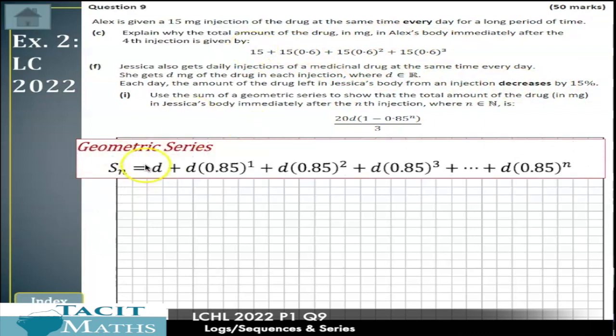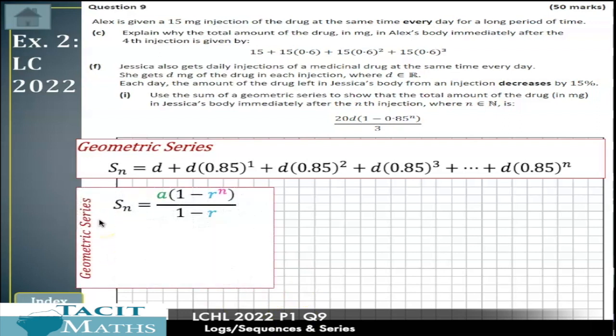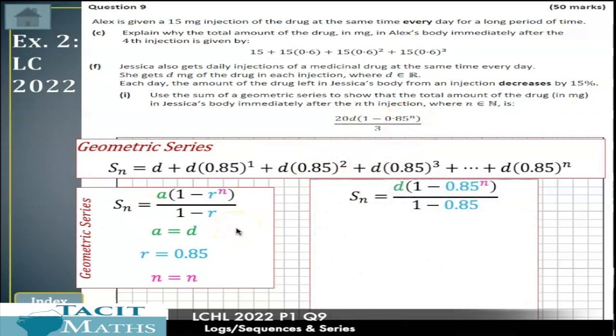And once you have this, I'd say everybody who got this bit out got the rest of it out. It was quite straightforward after that. You're using your geometric series formula. Your first term is D, your common ratio is 0.85, and N is N. You can see N is in your answer as well. So sub it into your formula, and the problem was it was difficult to see how we're going to get from here to here.